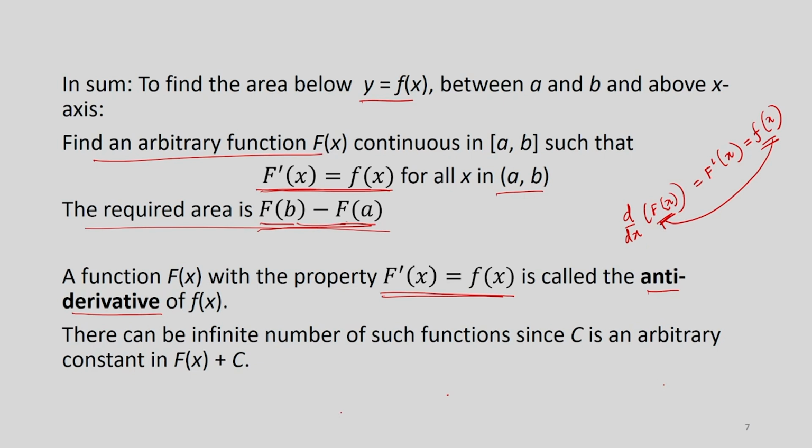Now, interestingly, there can be an infinite number of such functions, that is capital F(x), which satisfy this property. There can be infinitely many, because think about the constant term: capital F(x) plus c, where c is the constant term. For all these functions, you take different values of c and you will get different functions. But if you take the derivative for all these c's, you will get F dash of x, and that F dash of x is equal to small f(x).